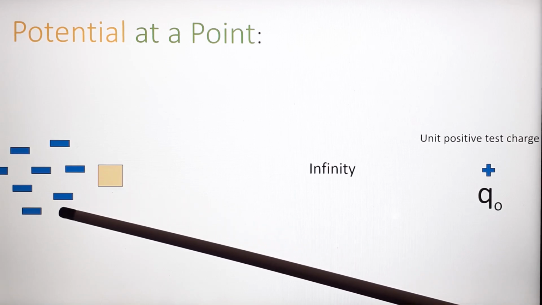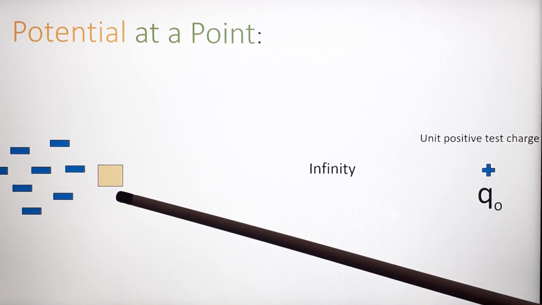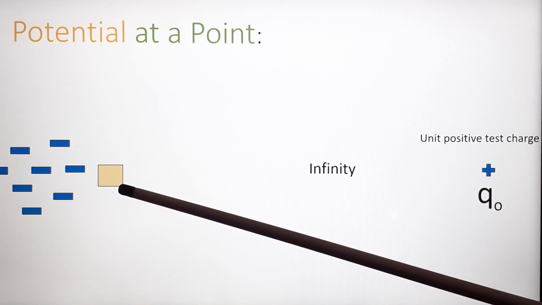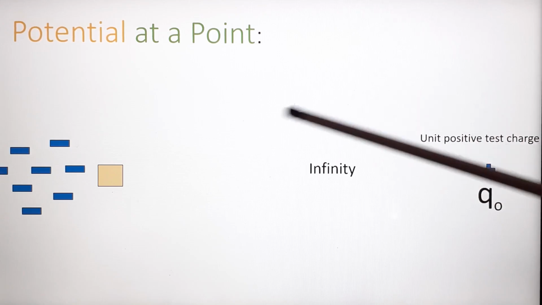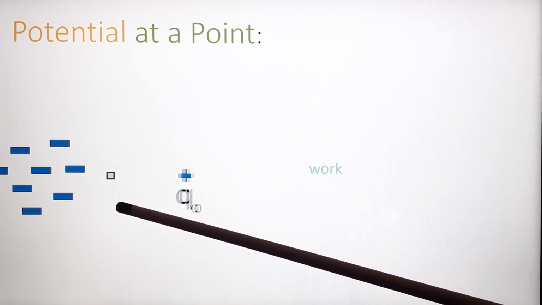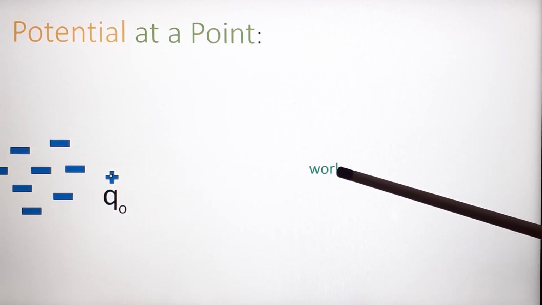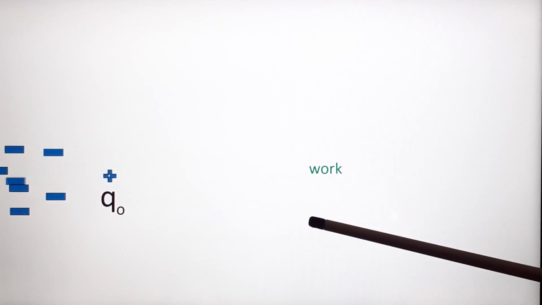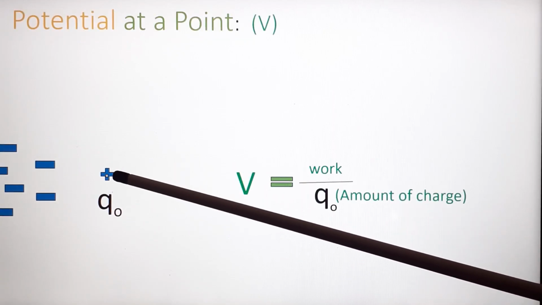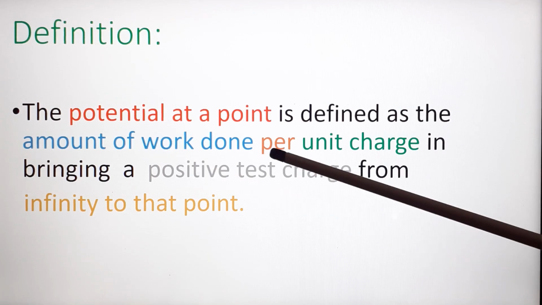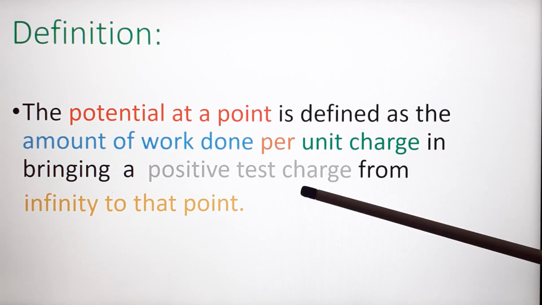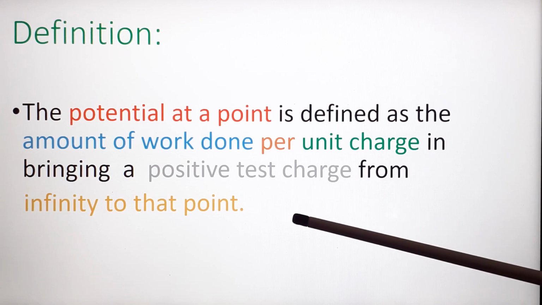Next, we have taken a cluster of negative charges. I want to define potential at this point. So again, I have taken a unit positive test charge at infinity. I want to move this positive charge from infinity to this point. So work has to be done on it. Work done divided by how much charge I have moved, that much will be the potential at this point. The definition is: the potential at a point is defined as the amount of work done per unit charge in bringing a positive test charge from infinity to that point.